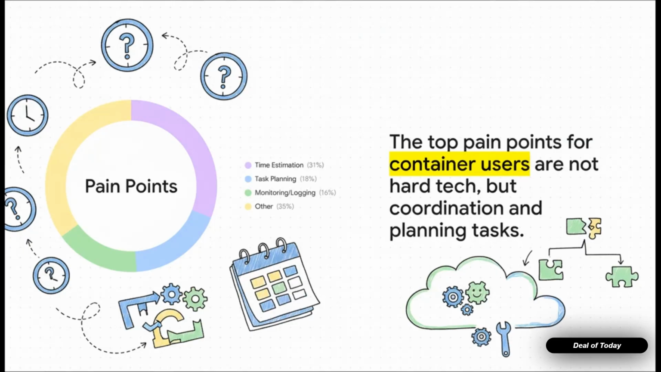The Docker report here, it's fascinating. You think the top complaint would be some complex technical bug, right? Nope. The number one pain point for a full 31% of developers using containers is simply trying to estimate how long a task is going to take. And right behind that? Task planning. So get this, the biggest headaches aren't about the hard tech anymore. It's all the stuff around the code, the coordination, the planning, the human element of it all.